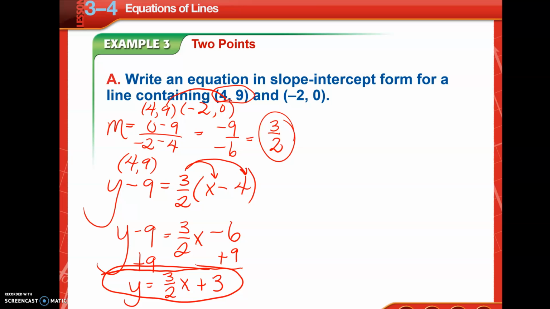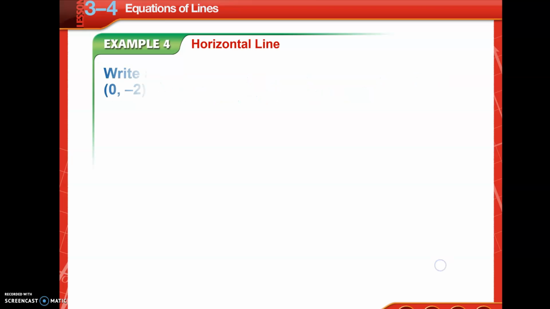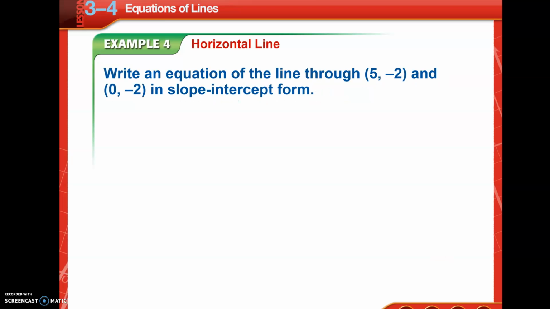So just to recap, we found our slope. We picked one of our points and put it in point-slope form. And then we just distributed out our slope and moved our y point over with this number over there. And then we wrote our equation. So again, pause the video, try this one out, so that you can be making points or making sure you're doing that.